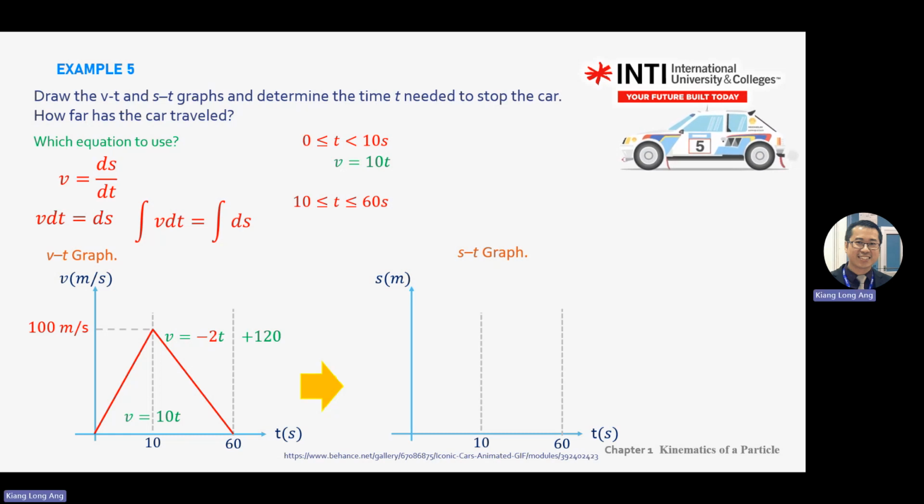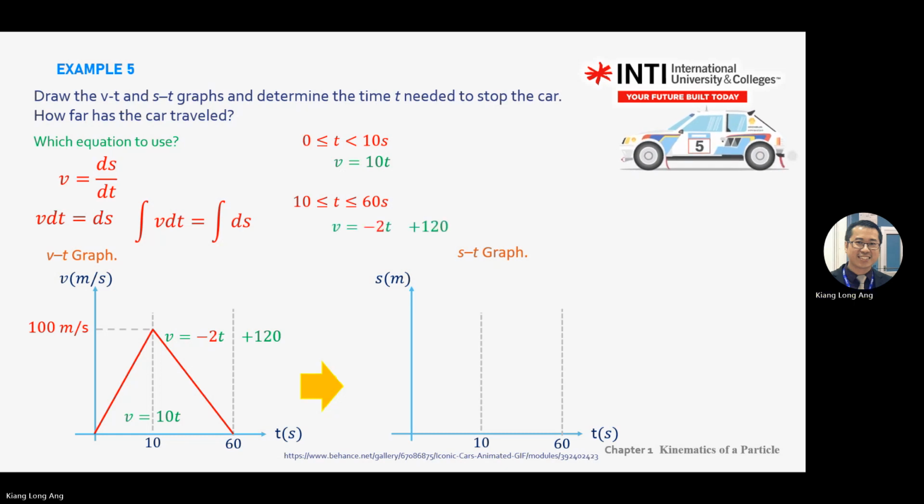Because it's 1, you integrate 1, you get something. Right? X and the value of A and B. Okay. Once you get the equation, you draw the graph as what you learned in your mathematics.